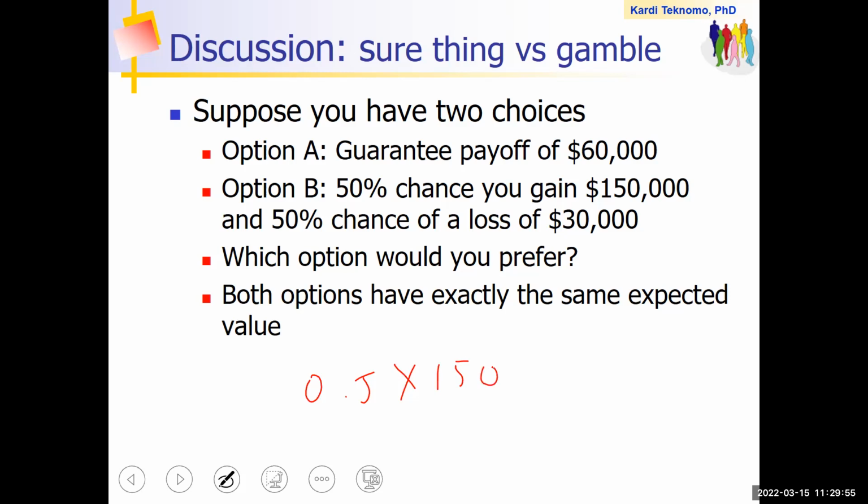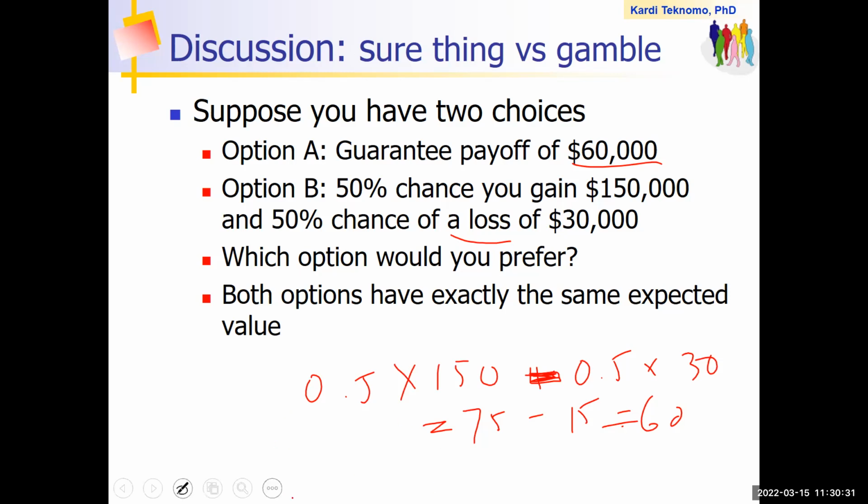150 plus 0.5 multiply by 30. How much is this? It is exactly 90. Oh, sorry, this is negative because this is a loss. So this is 75 minus 60, which is 15, or 60,000. Yes. So they have exactly the same expected value.